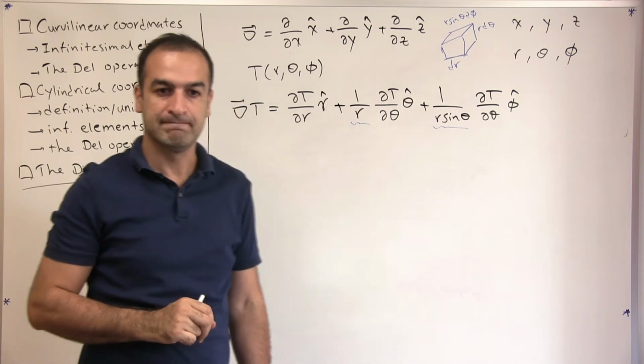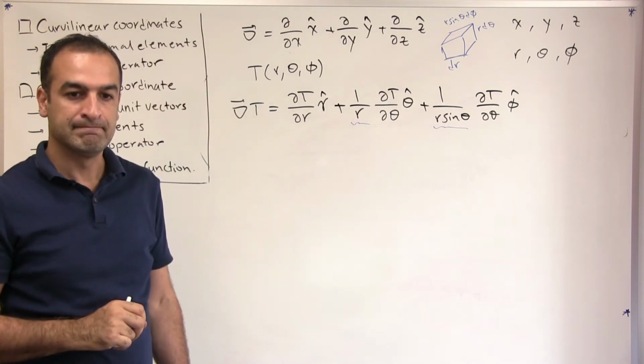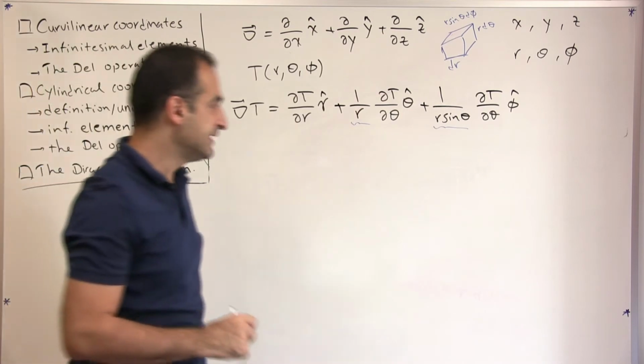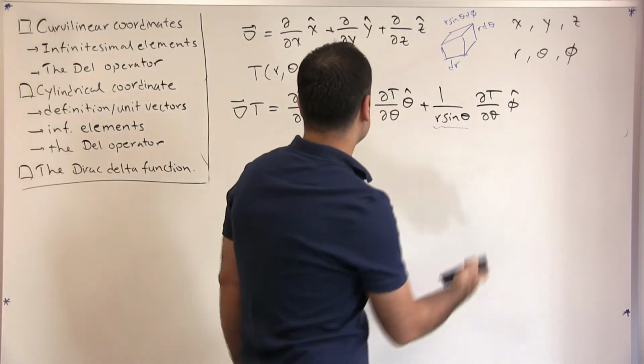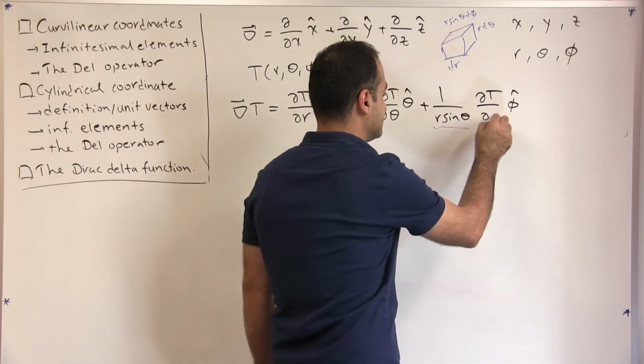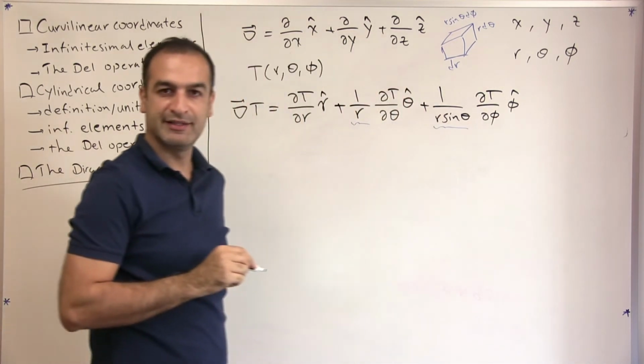The last one is supposed to be dT over d phi, right? Yes, you're right. This is fine. Thank you.